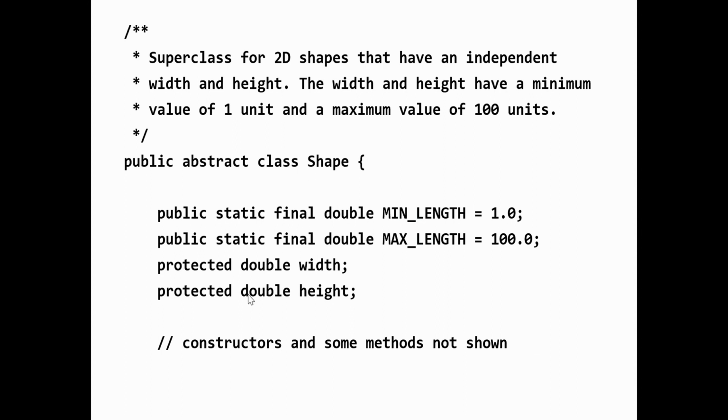Now this is the superclass for all shapes. So its fields, width and height, are the fields that all shapes will have. The subclasses probably want access to them, so we're going to mark them protected. Marking them protected lets the subclasses access width and height by name. And then there's some constructors and some methods.